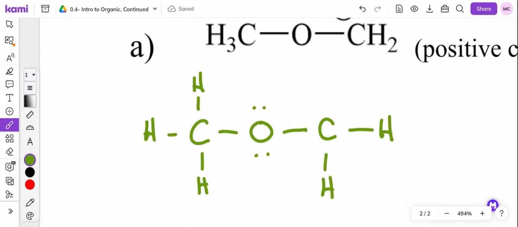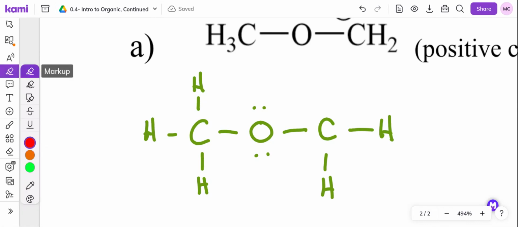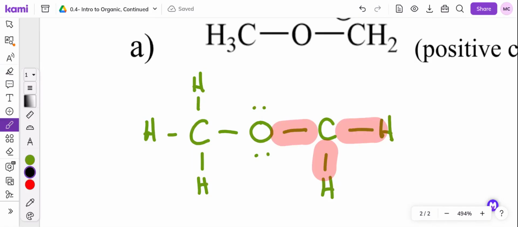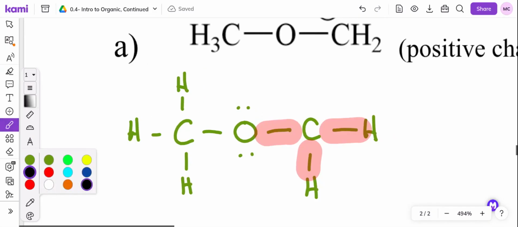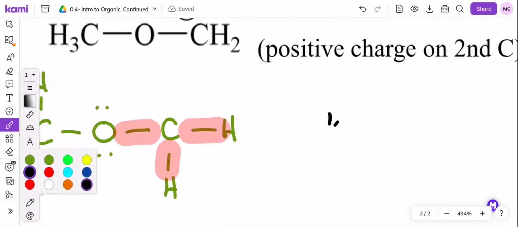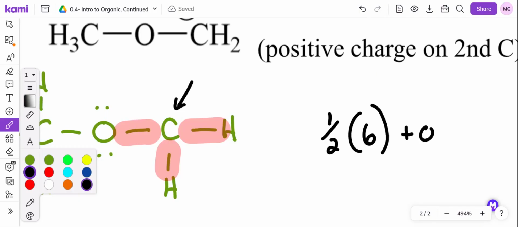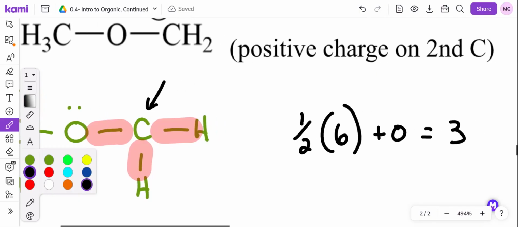Then when I look at the carbon, in this case it has, let me highlight them, it has 1, 2, 3 pairs of electrons, which is a total of 6 shared electrons. And that's how you have to say it to keep yourself from going crazy. So if I have 1/2 of 6 electrons, plus there are no lone electrons on here, okay? So that means 0. So now my assigned value is 3.